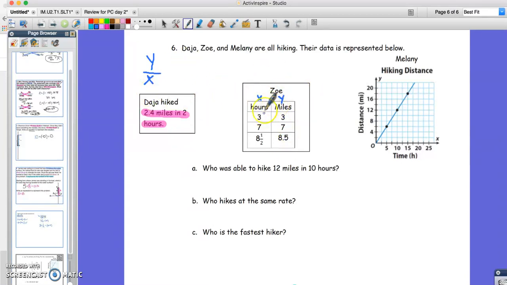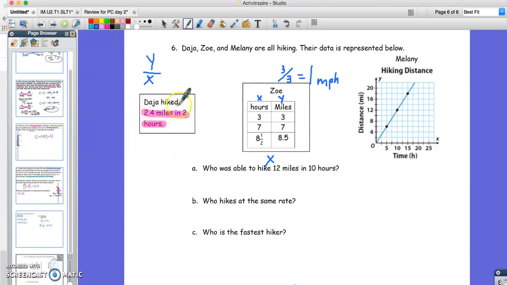Zoe's is the easiest. If we do y divided by x, 3 divided by 3, anything divided by itself is 1. So she's going 1 mile per hour. So will she go 12 miles in 10 hours? No. Zoe will not go 12 miles in 10 hours.